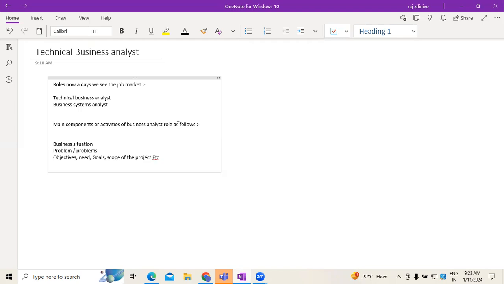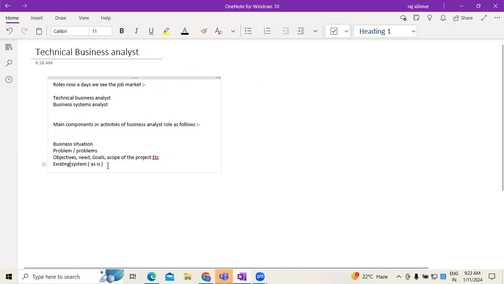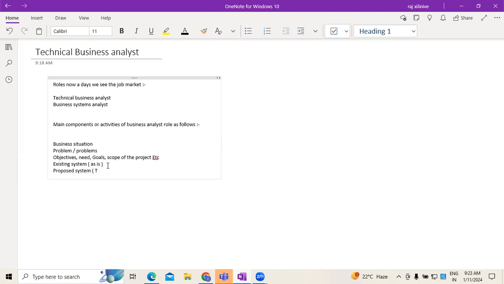Next, we need to understand two different things. Sometimes when we are working on migration projects or upgrading to the next level, we need to understand the existing system, which we generally call as is. Followed by this, we need to understand the proposed system. What are we proposing for the customer? This is what we generally call to be. The difference we identify between as is and to be is called gap analysis.